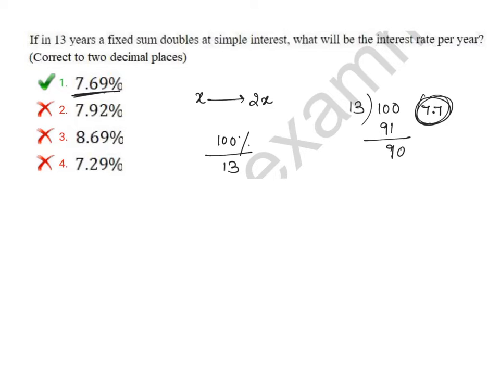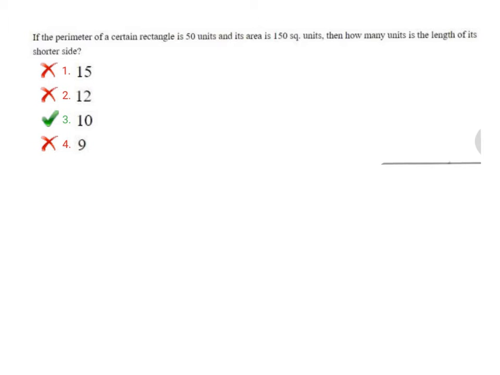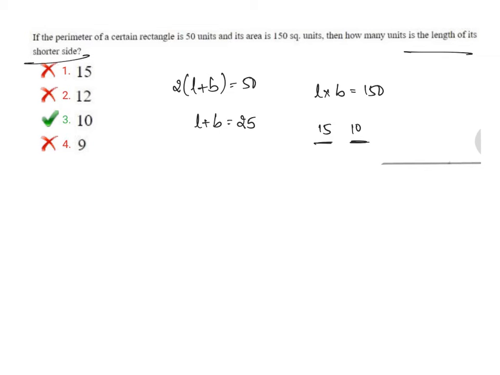The next question says, if the perimeter of a certain rectangle is 50 units and its area is 150 units. Perimeter is 50 and area is 150. So I can say 2 into (L plus B) is equal to 50, which is L plus B is equal to 25. Its area, L into B is equal to 150. So the values are 15 and 10 we can say. Then how many units is the length of its shorter side? The shorter side is 10 units. So the answer is 10 units. Next.